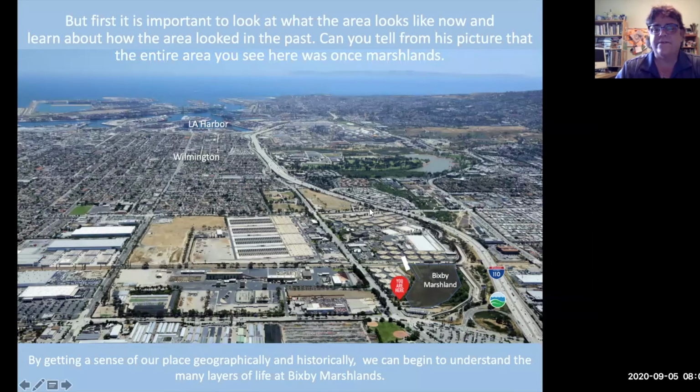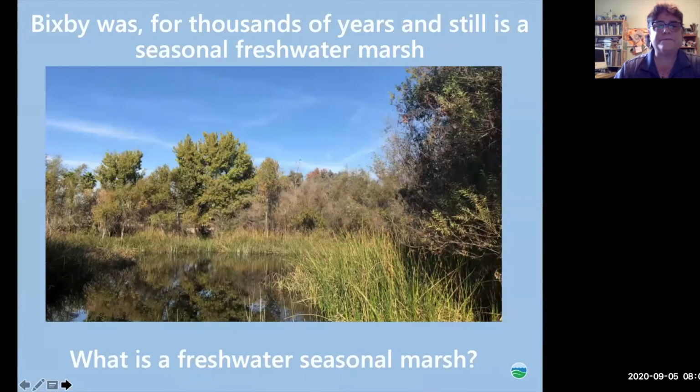This is the 110 freeway. This is the LA Harbor, Catalina Island, coming back around to Harbor Park, the Wilmington Drain, the Sanitation District. This is Figueroa. This is Sepulveda. So it gives you a little bit of sense of place. Getting a sense of place and understanding where the Bixby Marshland sits geographically and historically, it's much easier to understand the layers of life.